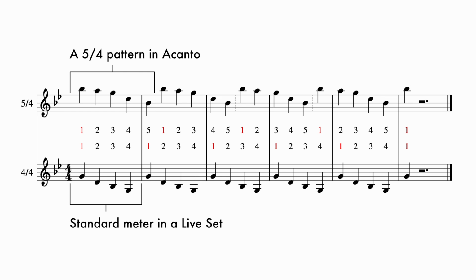Once Acanto starts, it will play the full pattern of your current preset and continue looping it, no matter what the length is. So if you have a pattern in 5/4, it will soon go out of phase with Live's meter.